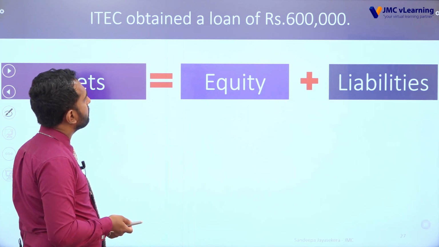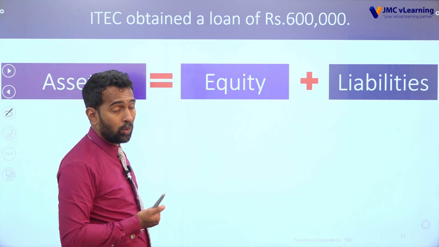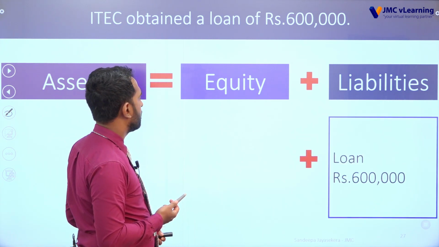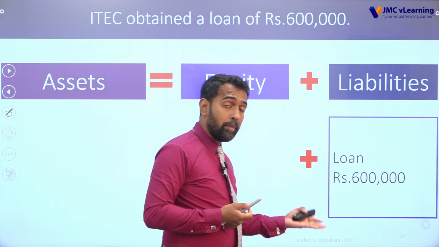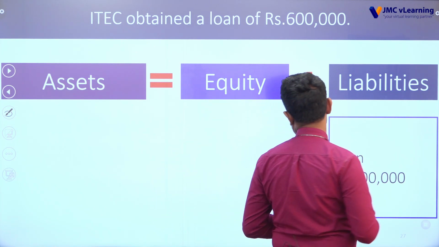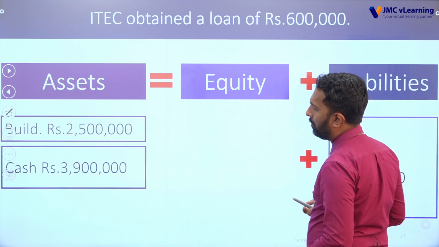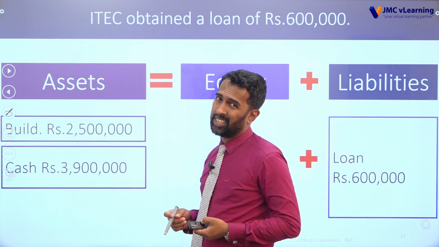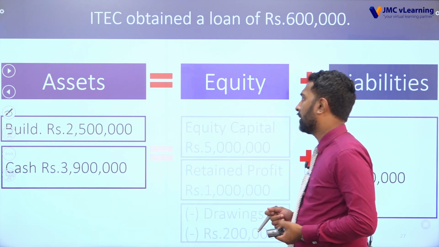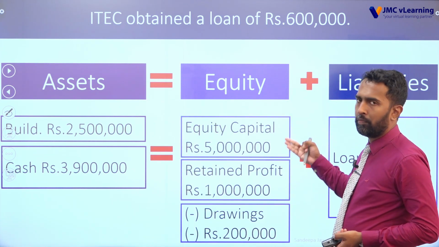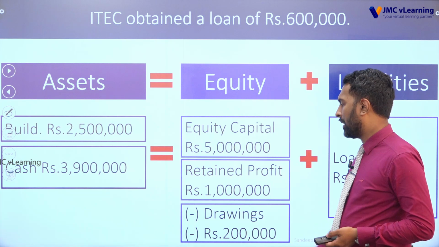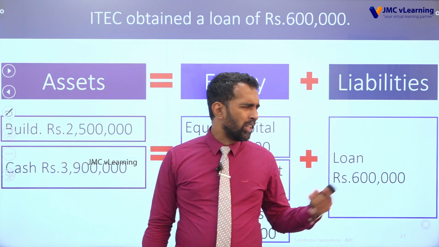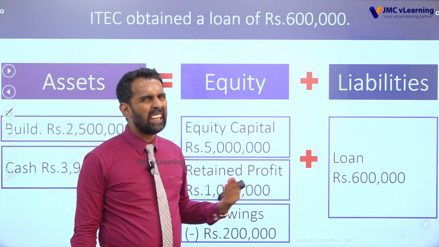Let's move on. iTech, the business, has obtained a loan of 600,000. Now let's see what will happen. When you are obtaining a loan, the liabilities will increase by 600,000, right? Building 2.5 million. Cash, what will happen? Earlier it was 3.3 million plus the loan value of 600,000, it became 3.9 million. Equity remains the same, 5 million, 1 million profit and minus 200,000 drawing. Okay. So you can see we are still maintaining that equation balance.